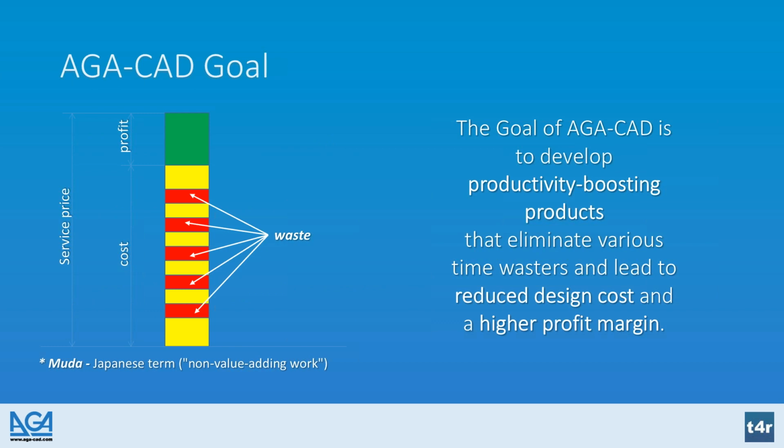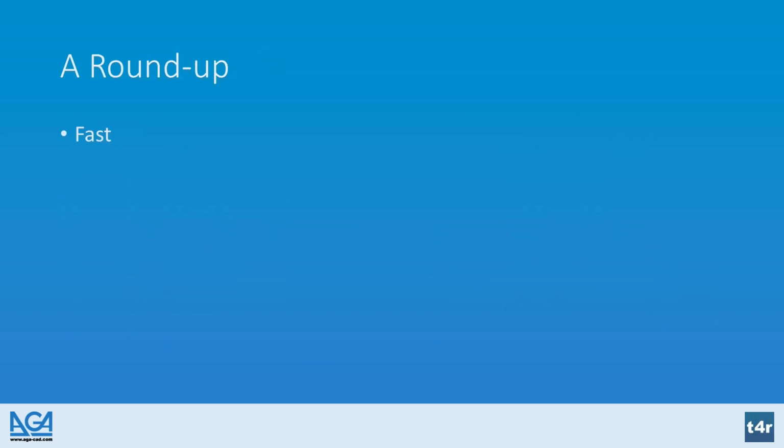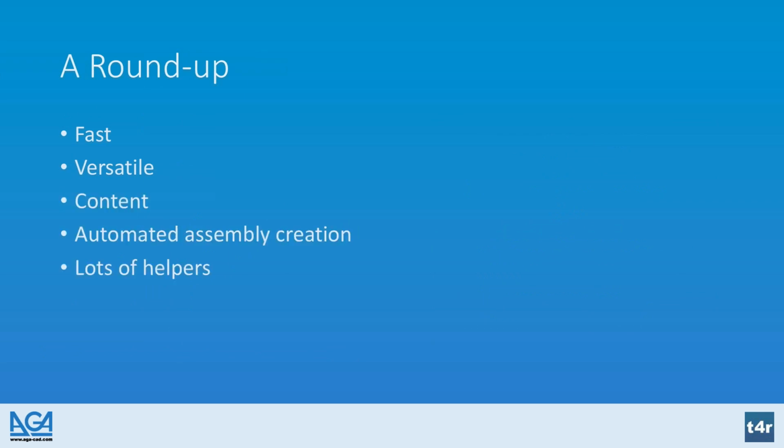So the main goal of ours is a lean design process for our customers. We look for muda in the day-to-day work of our customers and develop productivity and efficiency boosters for our clients. Muda is a Japanese term for non-value-adding work. So Smart Hangers is really fast, versatile, has a quite big library of content. It has automated assembly creation and lots of helpers.